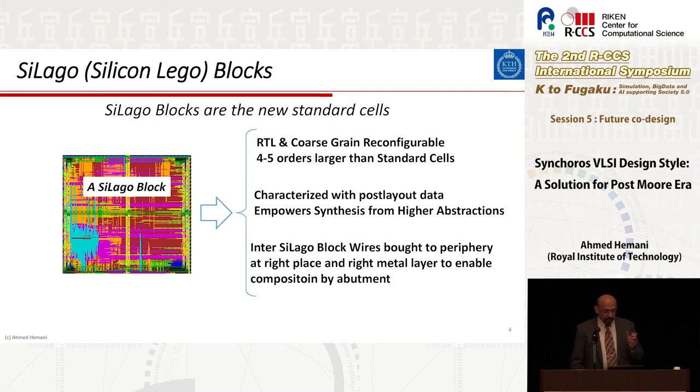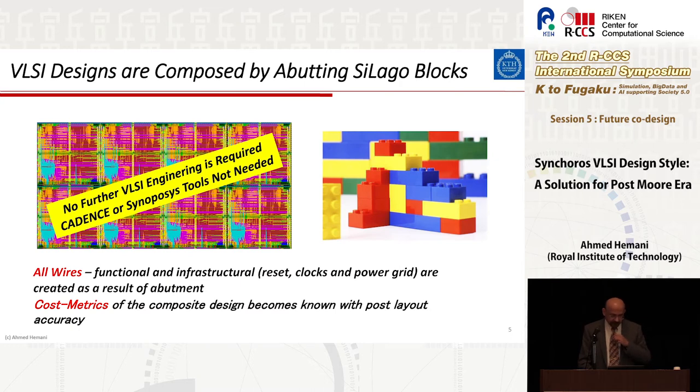Now, into Silago blocks, all metal layer details are absorbed within the blocks. So there are no wires that need to be created or synthesized after the design has been done. Everything, power, clock grid, everything gets created by abutment. Just to emphasize that, this is the kind of animation. You just place them on the grid and you get a valid VLSI design, and all wires get created by abutment, and the cost matrix of the entire composite design becomes known with post layout accuracy. This is very vital for automating the synthesis.